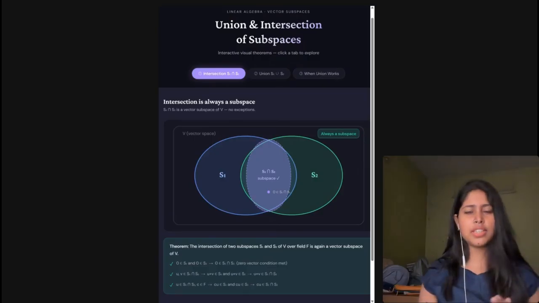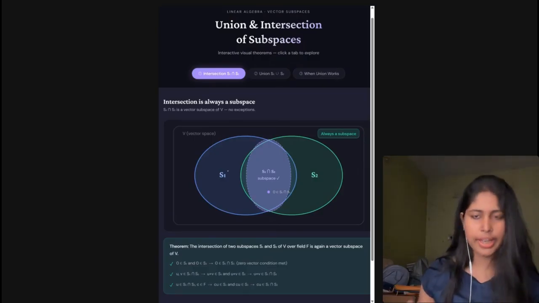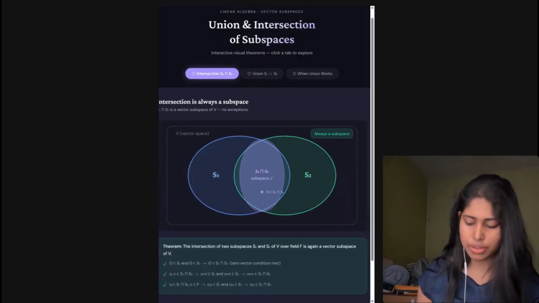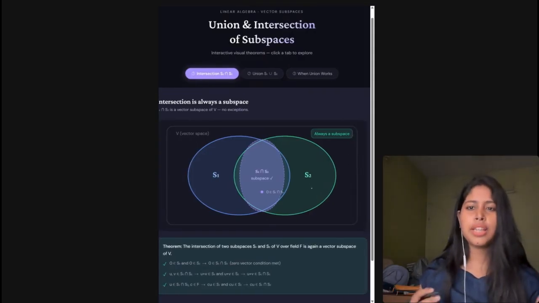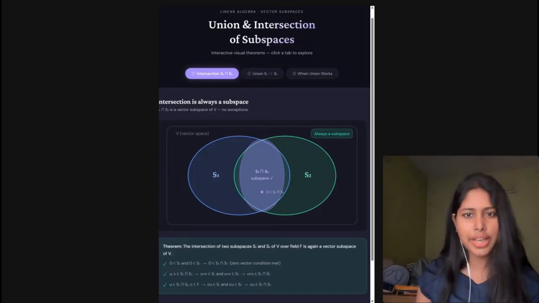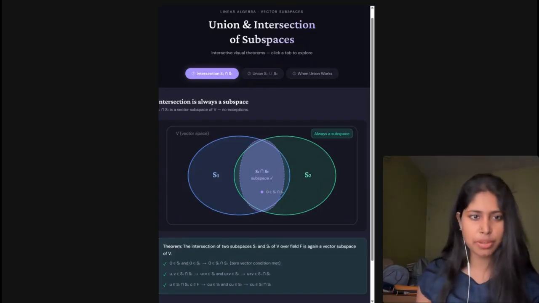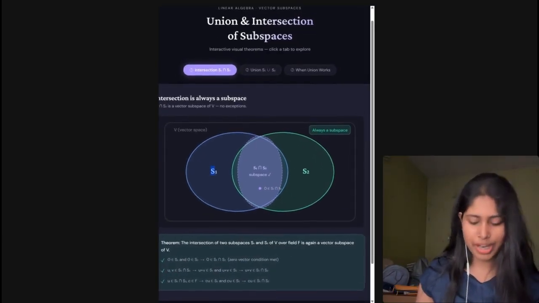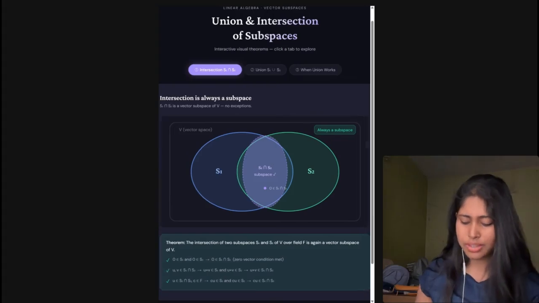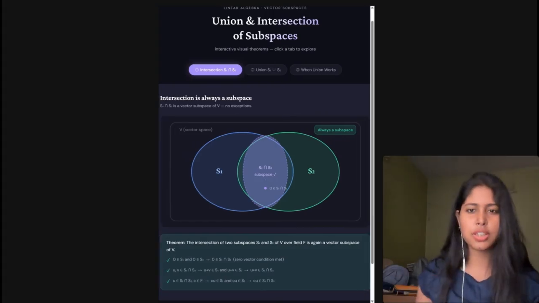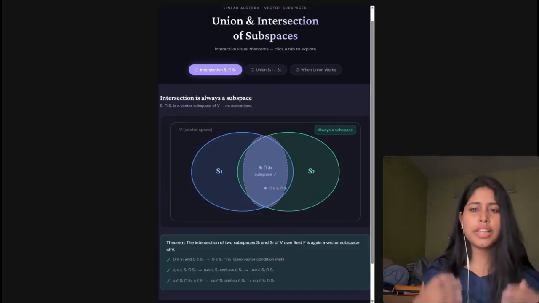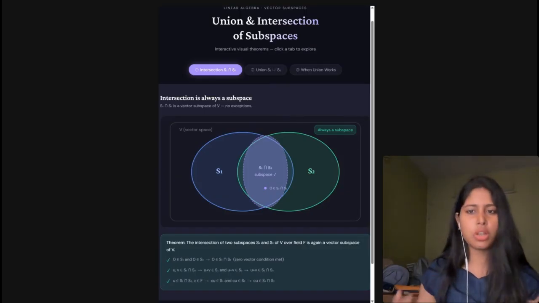It says that the intersection of two subspaces S1 and S2, as you can see, S1 here is a subspace and S2 here is a subspace, of a vector space V over a field F is again a vector subspace of V. This intersection is again a subspace of V. Think of it like this: S1 and S2 are two clubs inside the big club V. When they overlap, they still form a valid club. Okay, which is beautiful.